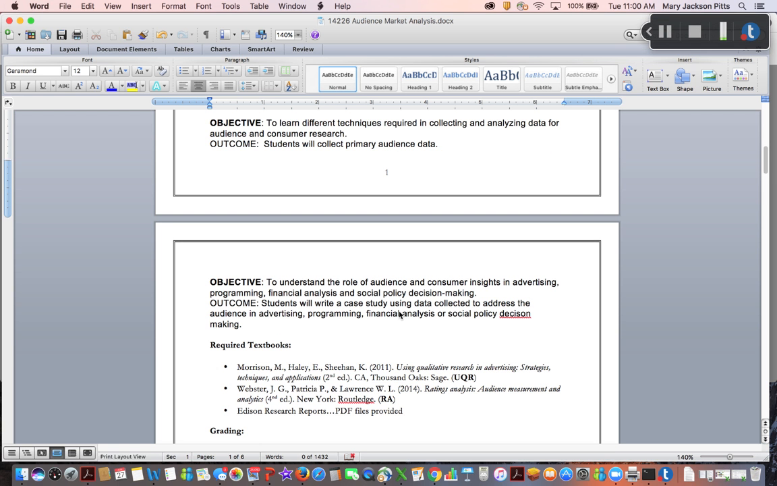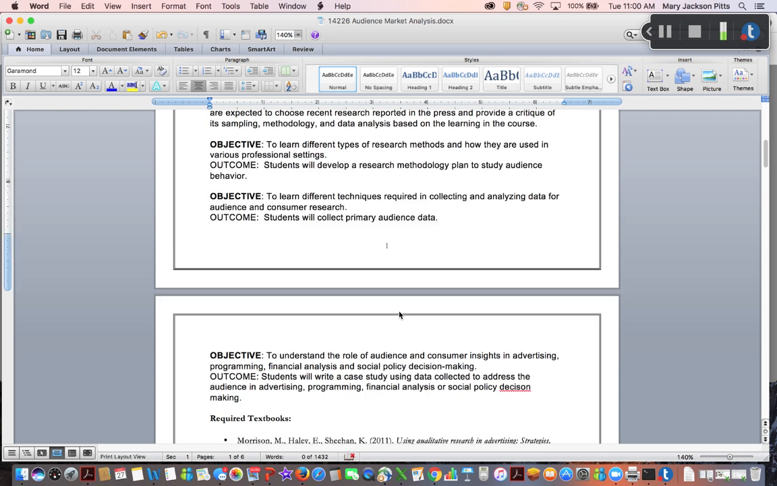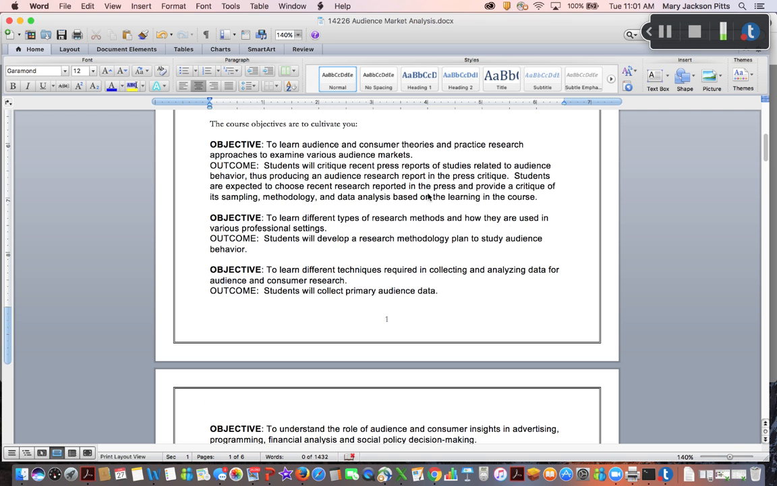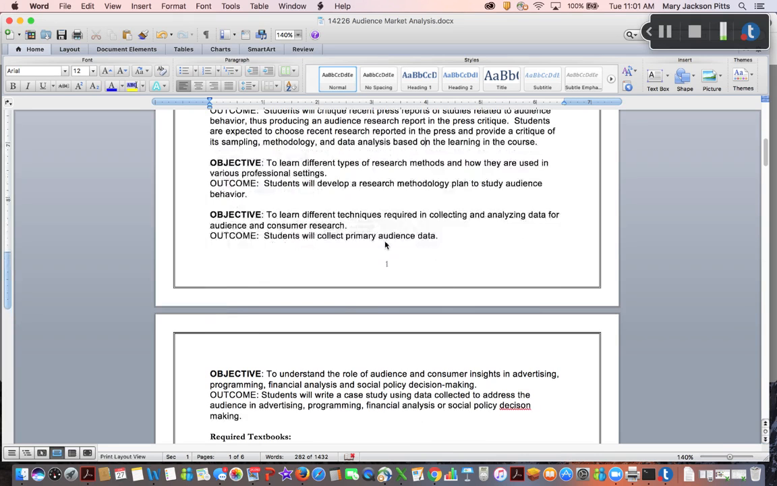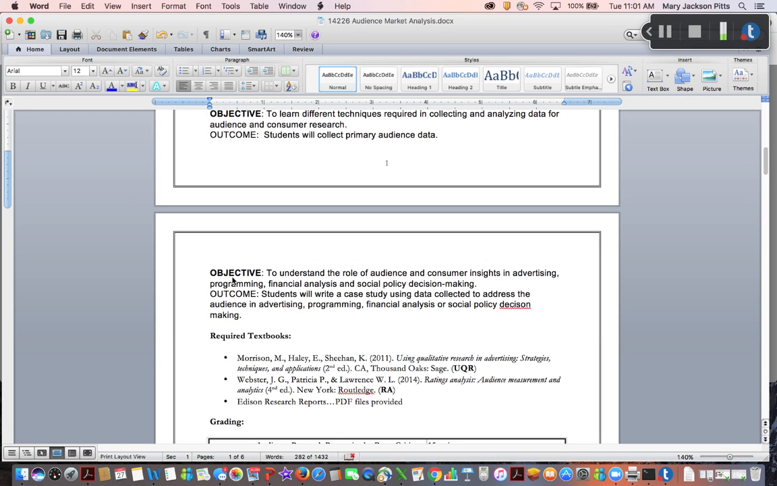What we want to do is better understand our market fully. In the process of doing that, we're going to look at what's going on in the market through the press reports that we can find. We're then going to develop a research methodology in which we plan to actually study audience behavior. From that methodology, we're going to collect audience data, and then from what we learn, we're going to use it to help us address a case study, perhaps in your media market or in a market near you or a market where you want to go.